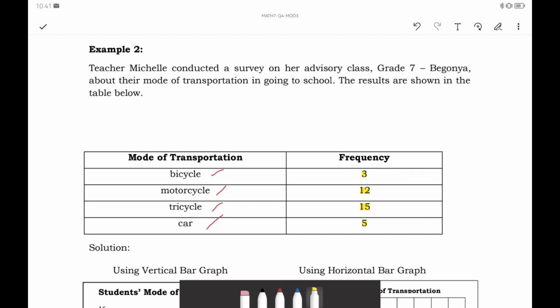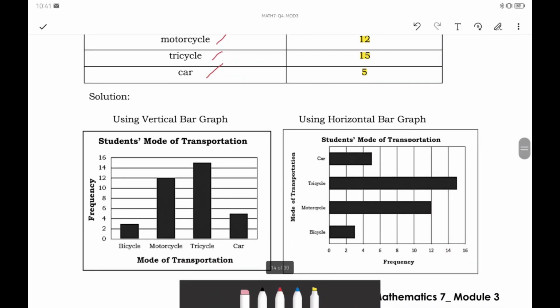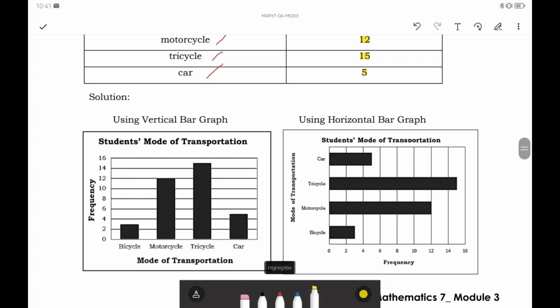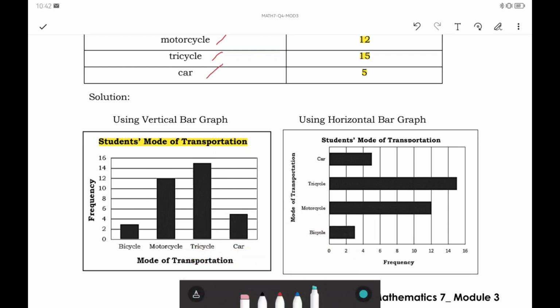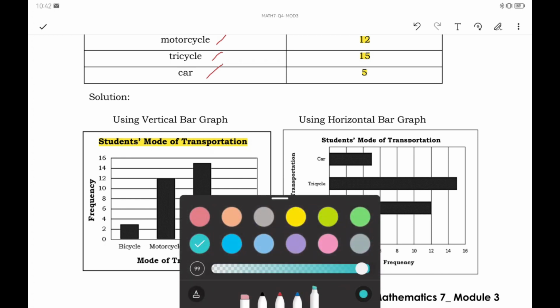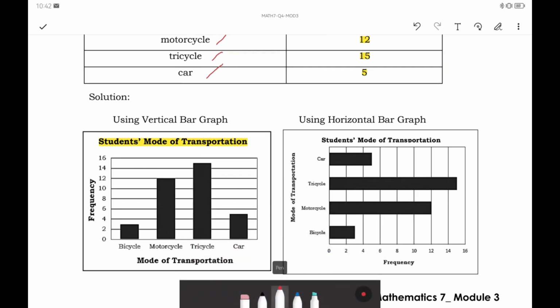Now, for this solution, using a vertical bar graph, this is now your title, student's mode of transportation. Now, on the other side, this is your frequency, meaning how many students use that mode of transportation.